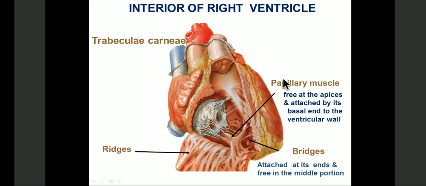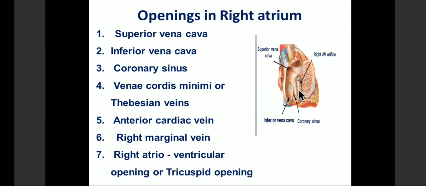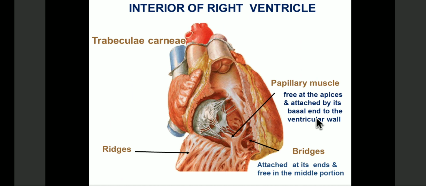Then there is another important component of this particular group, the papillary muscles. Papillary muscles are like the pillars. They are free at the apex, but attached at the basal end with the cardiac wall of the ventricle. So these are the papillary muscles. One side they are attached to the cardiac wall, free at the apex. Base is attached. Definitely, you can see some fibrous tissue attaching to their apices. We'll come to its structure later on.